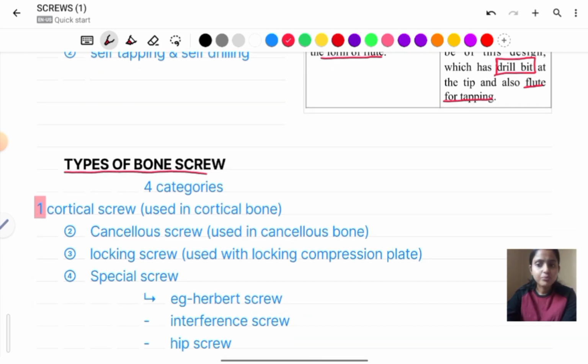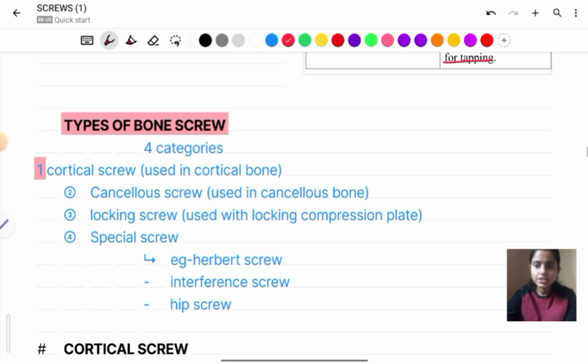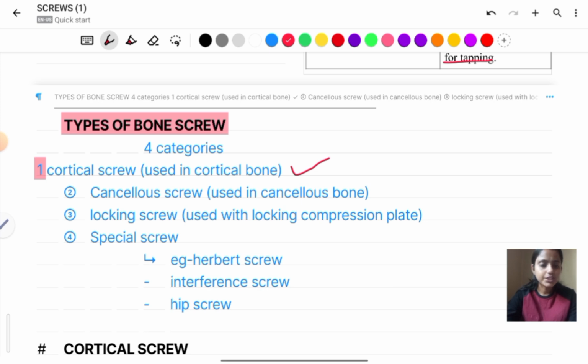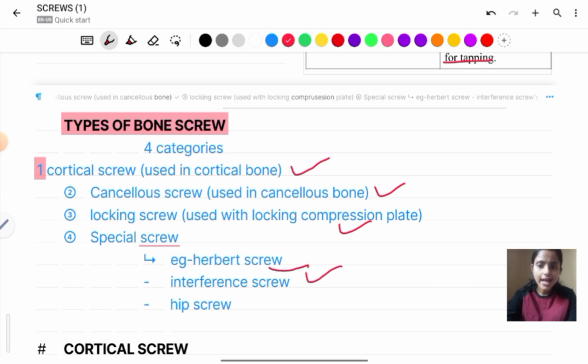Now the types of bone screw. Bone screw is of 4 types. Cortical screw, which is used in cortical bone. Cancellous screw, which is used in cancellous bone. Locking screw, which is used with locking compression plate. Special screws like the Herbert screw, interference screw and the hip screw.